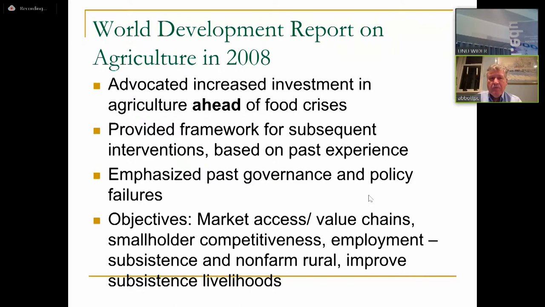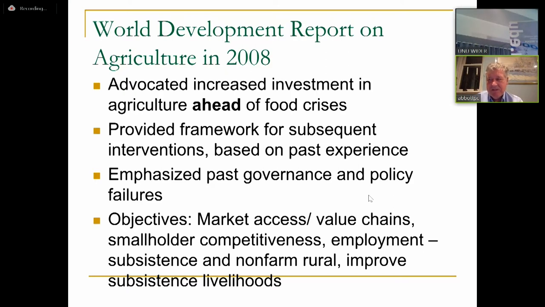The World Bank had anticipated this change in the nature of foreign assistance to agriculture, and in its 2008 World Development Report, it devoted that to agriculture. And I thought what was interesting is this was prior to the 2007-08 crisis, and they advocated increased investment in agriculture ahead of those crises. It also provided a framework for subsequent interventions based on past experience.